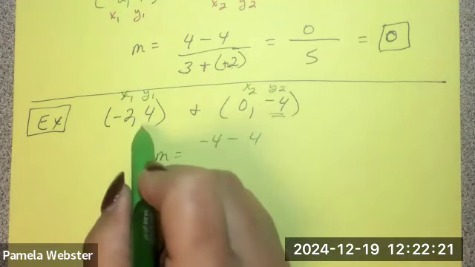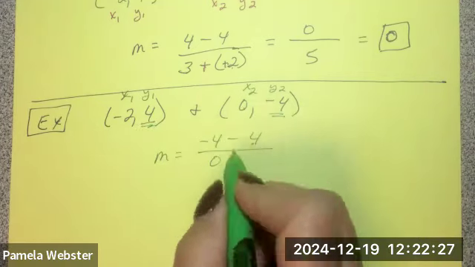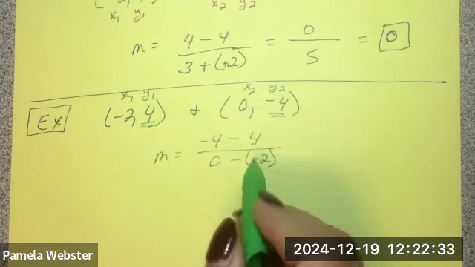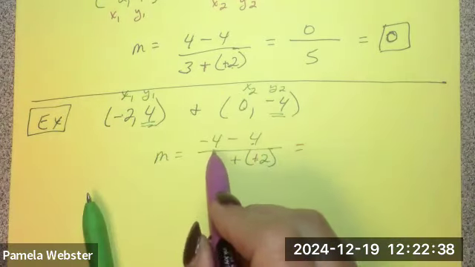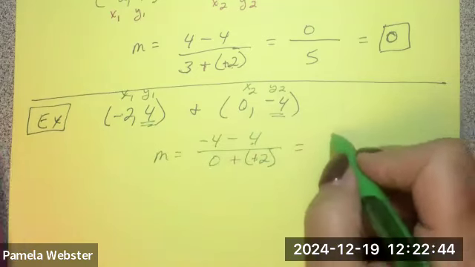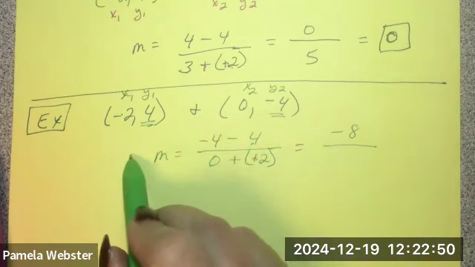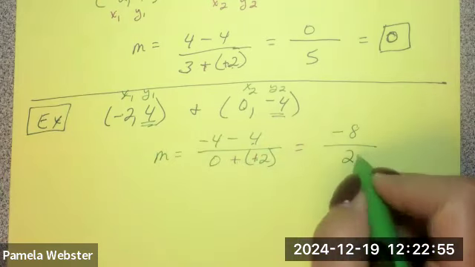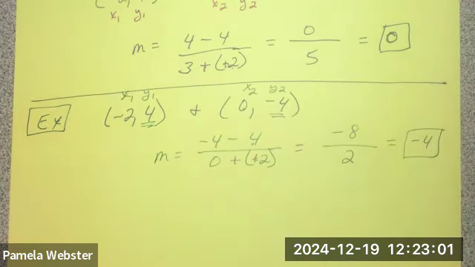So y2, -4, minus y1 is a 4, all over x2 is 0, minus, again, this is a -2. So again, 0 minus a negative, that's going to be positive, right? A negative and a negative is a positive. On top, though, I've got -4 minus 4. Well, that's a -8, so be careful with that. I go down 4, and then I go farther, -8 total. And then I've got 0 plus 2, which is just a 2. So this guy reduces very nicely. My slope is -4, right?